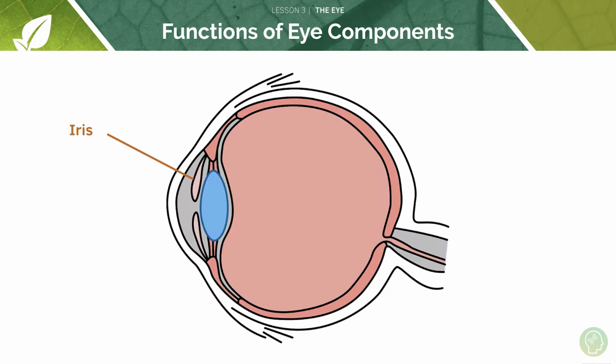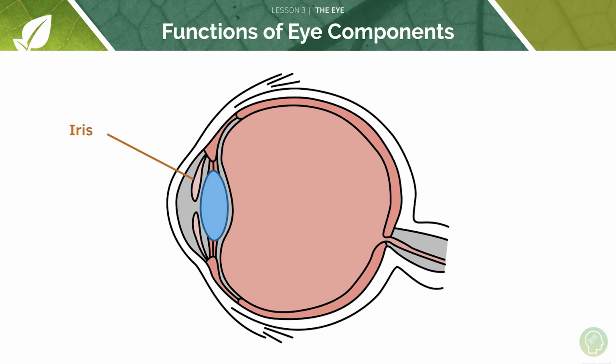And now let's take a look at a few more functions of the eye. So we have the iris, which is this part here. And the iris controls the diameter and the size of the pupil. So remember in our last slide, we just said that the pupil is this space through which light rays pass. So your iris actually controls how wide the pupil is.